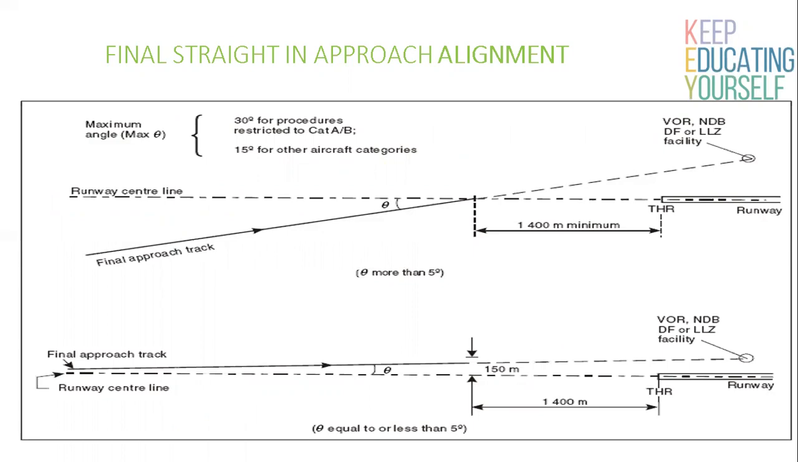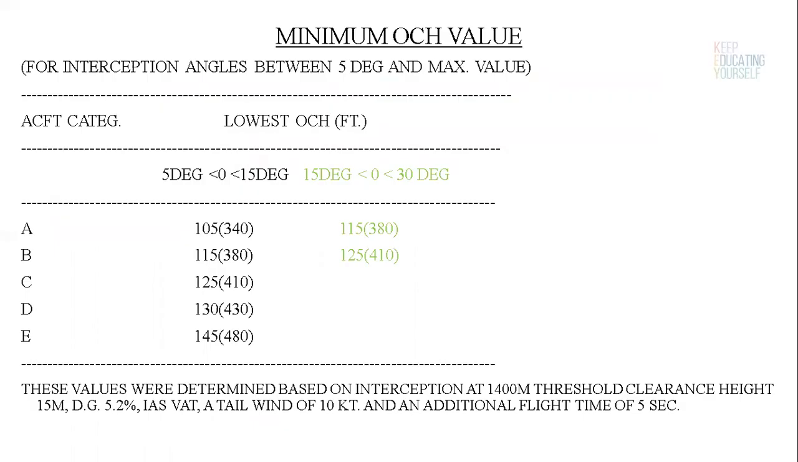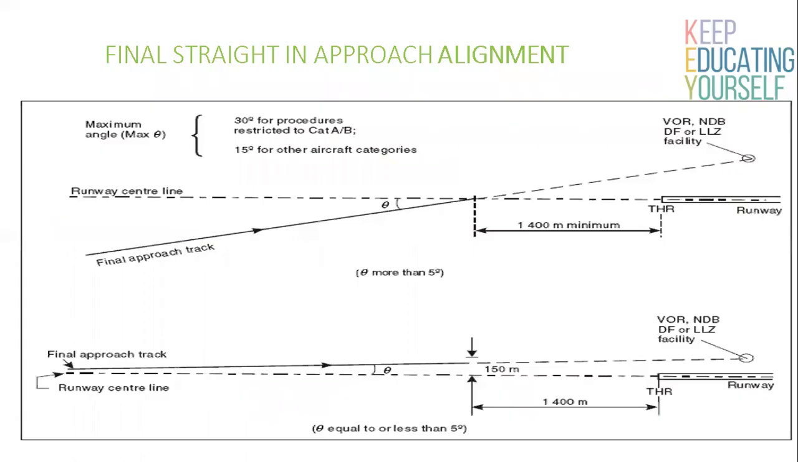Final approach with track not intersecting the extended runway centerline. A final approach which does not intersect the extended centerline of the runway may also be established, provided such track lies within 150 meters laterally of the extended runway centerline at a distance of 1,400 meters outward from the runway threshold.